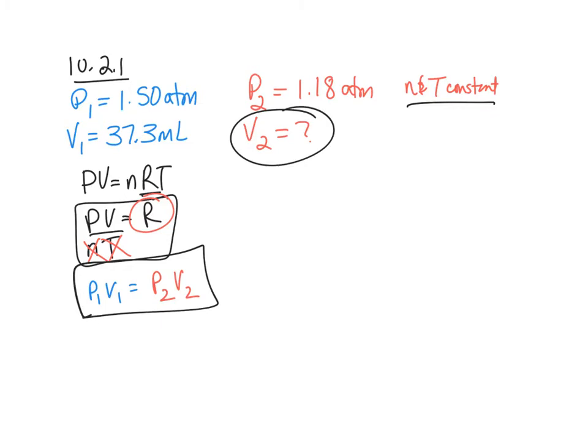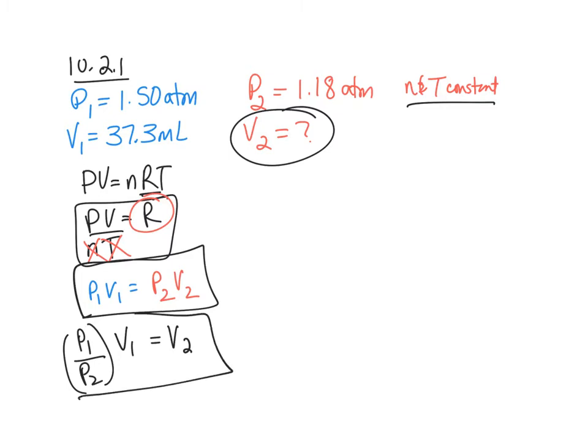Notice I have to solve for V2. So I have to isolate V2. So I'm going to go V2 equals P1 divided by P2 times V1. So this is the formula that's going to give me the answer.